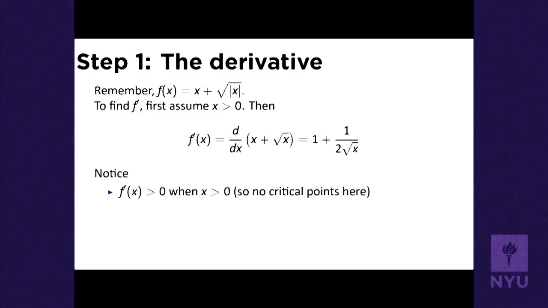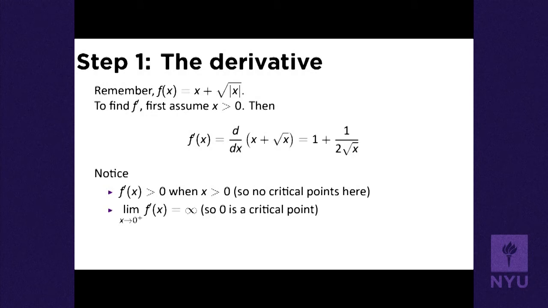All right. So just by looking at it, we can tell that this derivative is always going to be positive when x is positive, because the square root of x is always going to be positive. 1 over 2 times the square root of x will be positive, and so we're adding a positive thing to 1. The derivative is always positive. So there won't be any critical points when x is positive. Derivative is always positive. Okay?